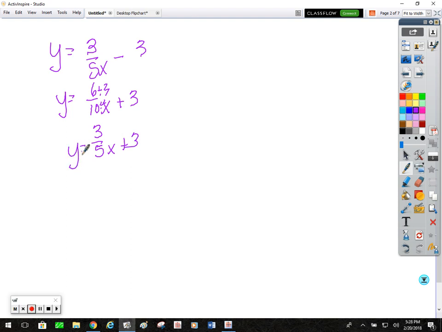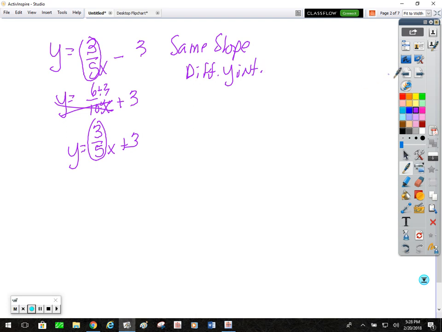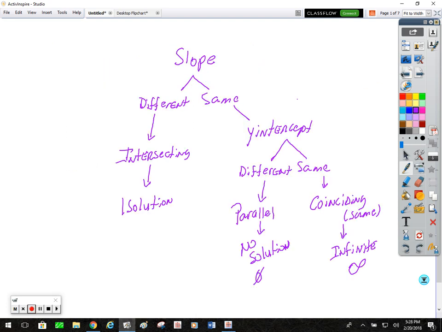So we've taken this equation now and we've changed it to this. Well, now I can look. Now if I check my slopes, I notice I have the same slope but different y-intercepts. Well, let's go back to our chart and see what that tells me, what kind of lines we're going to have, what kind of solutions.